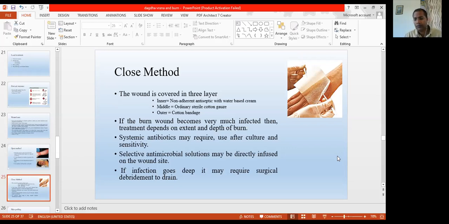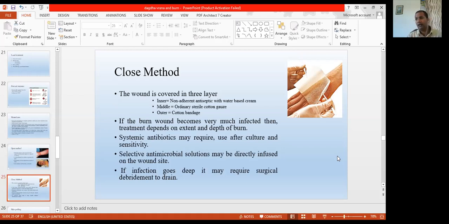And if you are treating any burn wound in the limbs, it is better to elevate the limb. Due to elevation, with gravity, edema can be reduced. When the edema is reduced, inflammation subsides easily, and when the inflammation subsides, healing becomes faster.